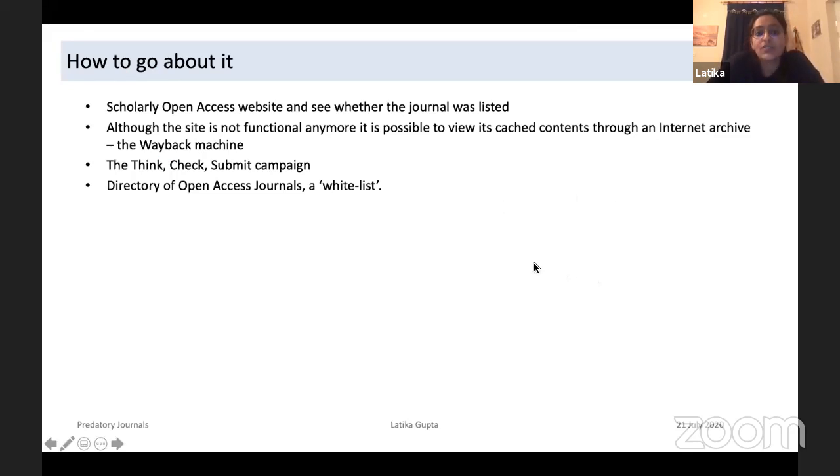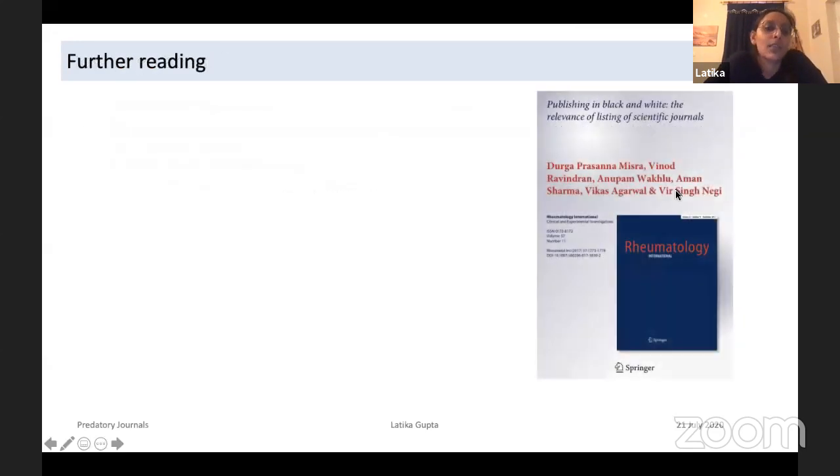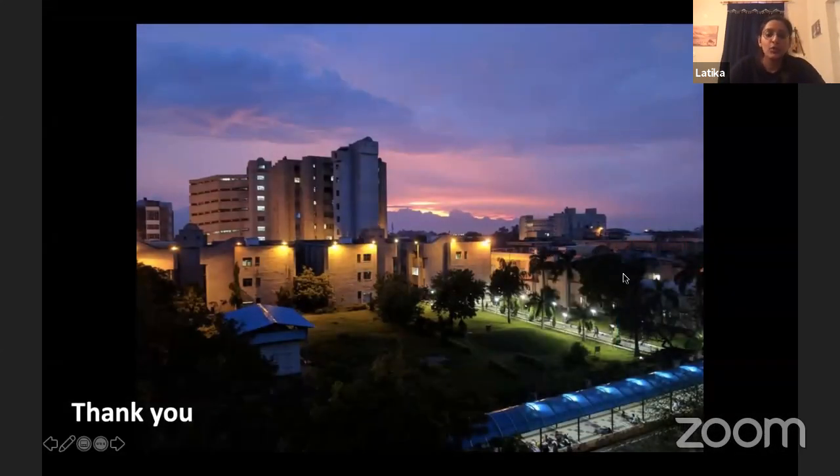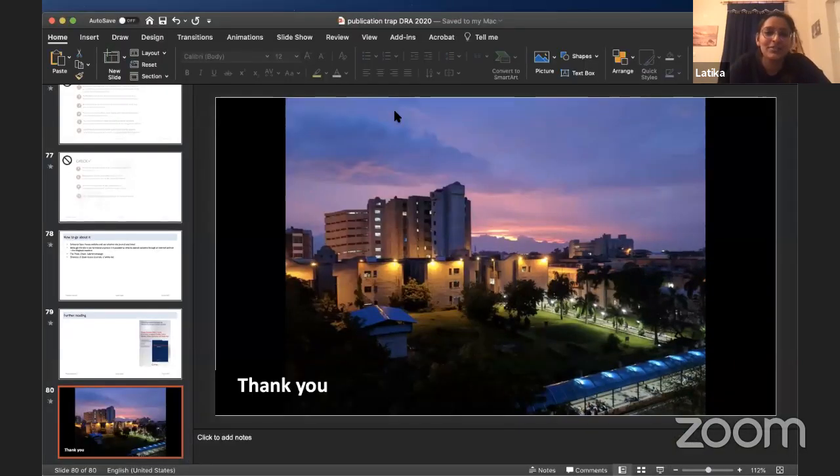Even when the site is not functional anymore, it may be possible to view its cached contents in an internet archive, that is the Wayback Machine. Then we have Think, Check, Submit, which is easier, and then the DOAJ, which is supposed to be a whitelist, although that's been questioned. So for further reading, I'll recommend this excellent paper, which gives you further insight into this area, and I'm open to questions, but at the end of the lecture.